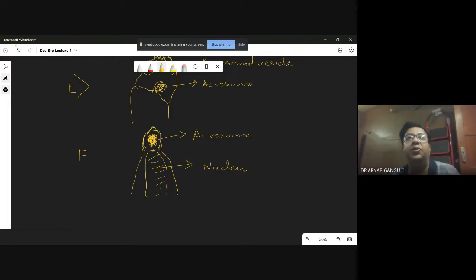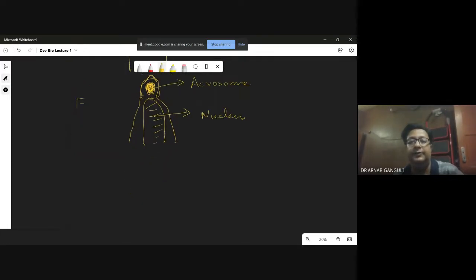Now let us look at what happens next, the next change. The head has formed. Now you have changes in the tail, or changes in the centriole and formation of the tail.